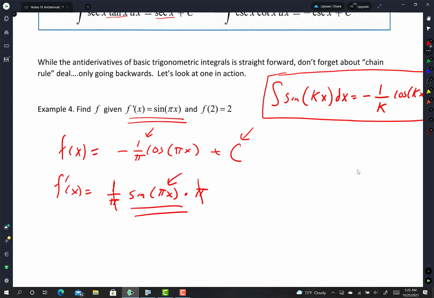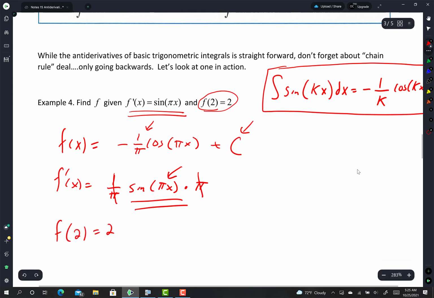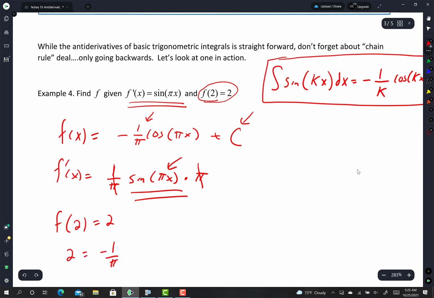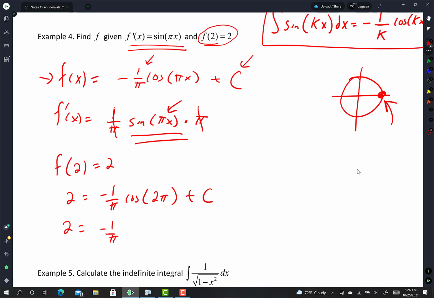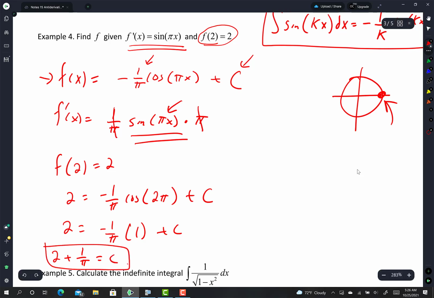Alright, we're not done yet. We need to figure out this. So we have f of 2 equals 2, so let's plug that in. So let's see, f of 2 equals 2, so I'm going to write 2 equals negative 1 over pi, looking at this guy right here, cosine of 2 pi plus c. Cosine of 2 pi, guys, is 1. So 1 times anything is itself, so I'm going to have that plus c. And I'm going to move that to the other side. So 2 plus 1 over pi equals c. And now I'm getting ready to plug that back in.